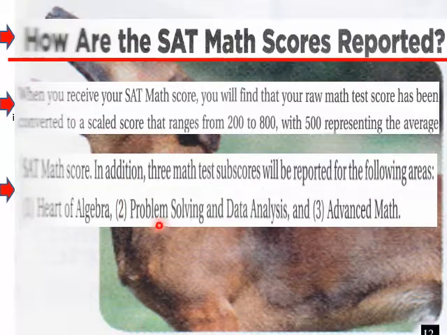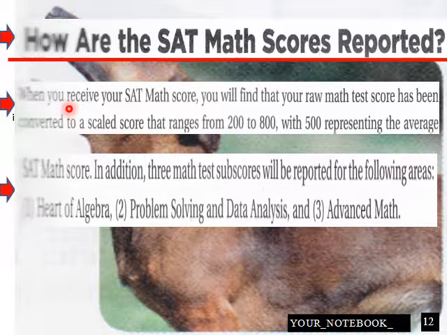How are the SAT math scores reported? When you receive your SAT math score, you'll find your raw math test score has been converted to a scaled score from 200 to 800, 500 representing average. In addition, subscores will be reported for the following areas: Heart of Algebra, Problem Solving and Data Analysis, and Passport to Advanced Math.